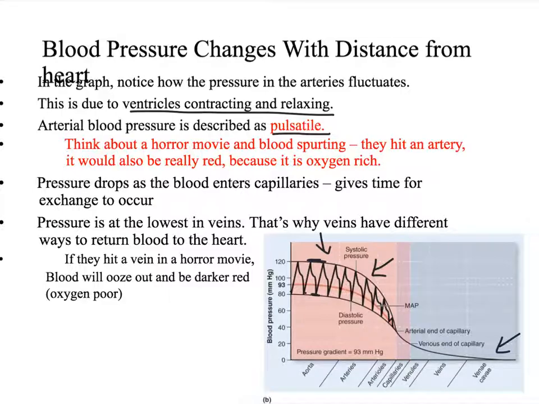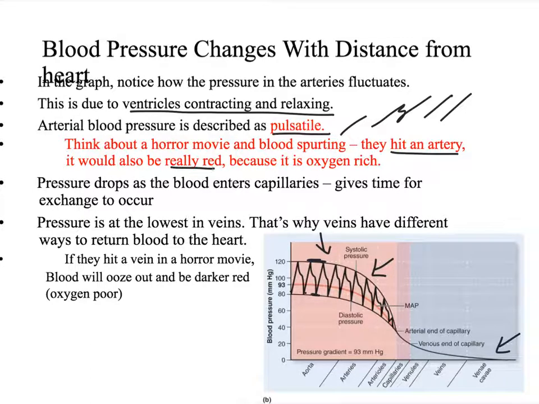Okay, and one example to think about how the blood flows through the arteries is in a horror movie, if they cut somebody's arm off, or somehow somebody gets wounded and the blood is spurting. So it's pulsing, it's squirting out a little bit at a time. Then they hit an artery. If they hit an artery, the blood would also be oxygen rich, so it should be really red too.